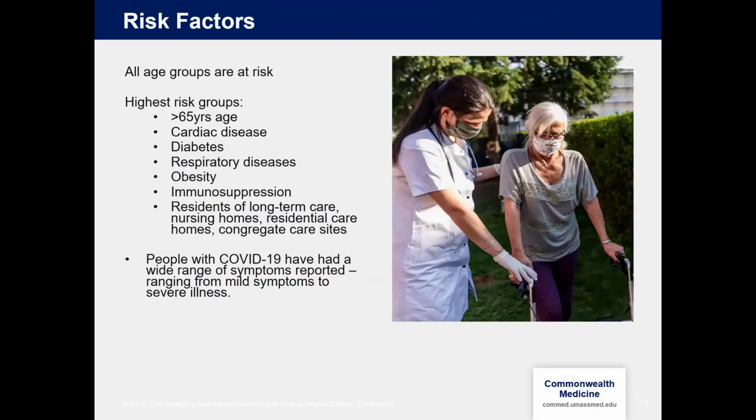But there are certain groups. Everybody's at risk, obviously, but some of the settings that some of you have residents would be those who are 65 years or older, have cardiac disease, as I talked about earlier. This is kind of a blood vessel disease, and it actually affects a protein called ACE2 protein that coats around many of our organs. So that's why people that have cardiac issues, diabetes, respiratory diseases, people who are obese or immunosuppressed, and then residents of long-term care settings, residential care homes, congregate care sites. People with COVID have had a wide range of symptoms reported, ranging from very mild or even asymptomatic to very severe.